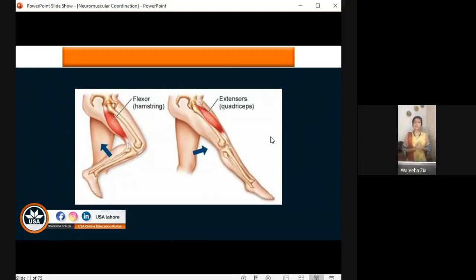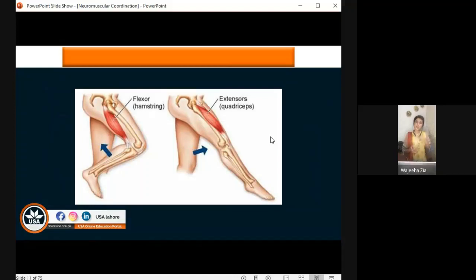There are two movements at the knee joint. One is flexion and the other is extension. Whenever we extend our knee, the quadriceps muscles contract. Quadriceps are the knee extensors and the hamstrings are the knee flexors. So what will happen when we extend the knee?